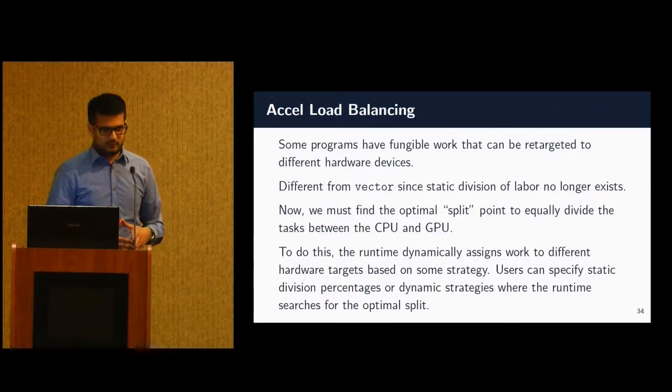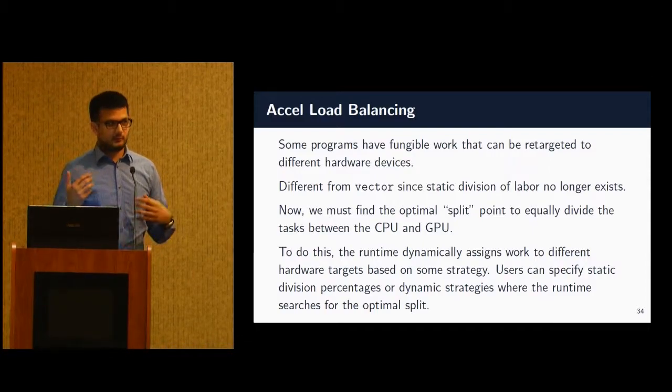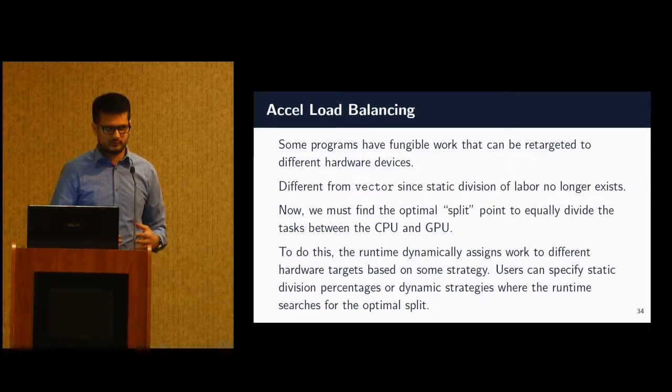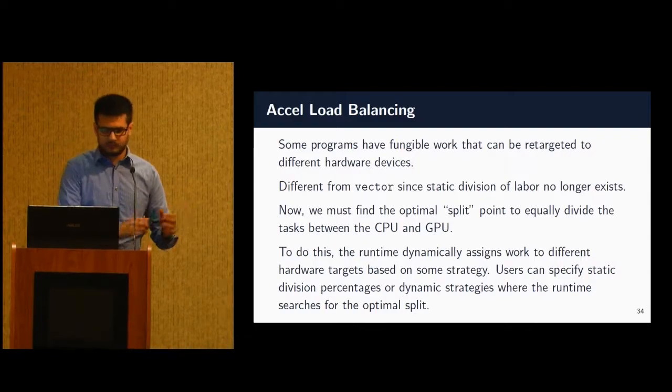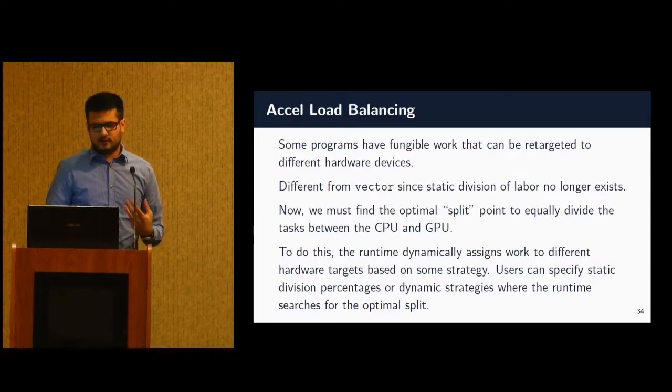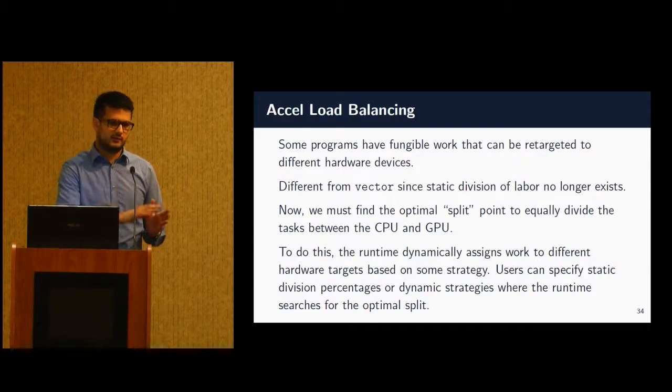Another aspect of heterogeneous load balancing is something we call Excel load balancing. So this addresses the other case, where programs have fungible work that can be targeted to different hardware devices. It's different from vector because we don't have the static division of labor anymore. We can't just get 2 numbers because now one number can become the other one. So what we have to do here is find the optimal split to divide what percentage of tasks we should run on a CPU versus what percentage of tasks we should run on a GPU.